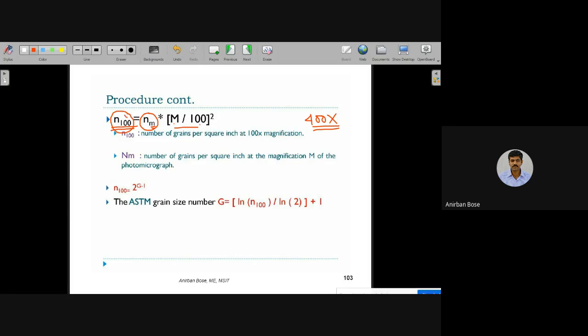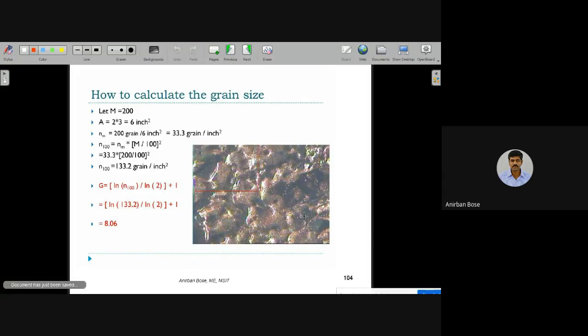Once you know n, you simply use the formula n is equal to 2 to the power G minus 1, and you can find G. This is the formula that you have to remember. I think it's clear how we can calculate the ASTM grain size number. Let's take one example to clarify this idea. Let us consider we have observed with M equal to 200, and we have observed some area, as you can see in this picture.